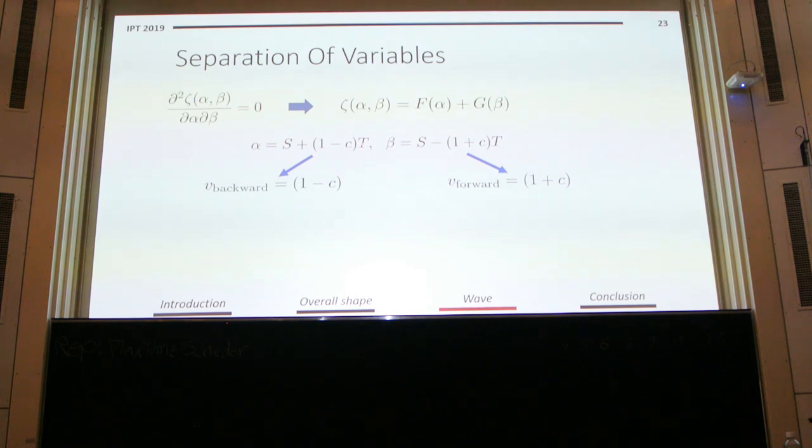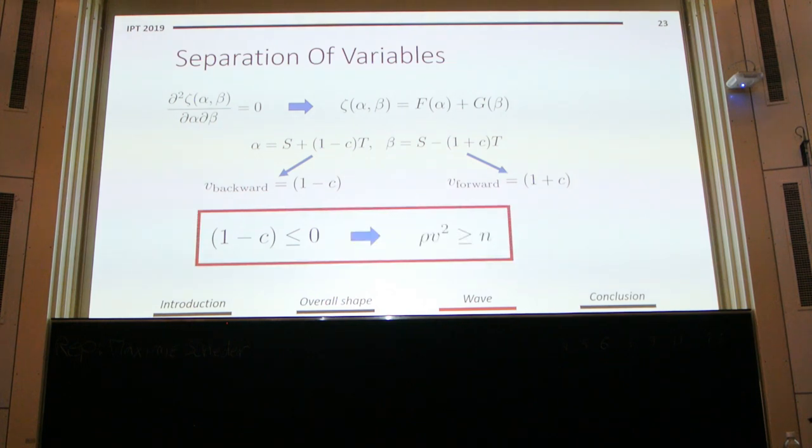So the forward wave always goes from the left to the right without any problem. However, for the backward one, we have a 1 minus C, and it possibly can be negative. And if it is negative, then comparing to that term, it will go in the same direction as the forward propagating wave, so from left to right. And what is the condition for that? Well, rewriting C, we get this condition that rho v square is bigger or equal to n.